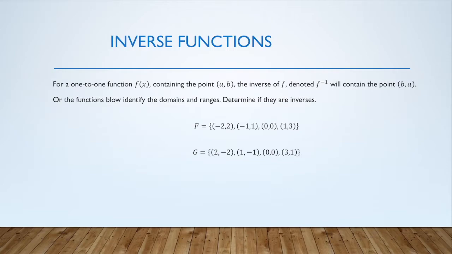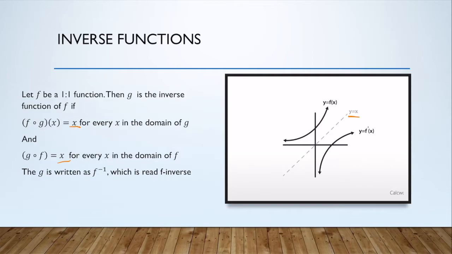So let's look at these two functions defined as relations. We're going to identify their domains and ranges and determine if they are in fact inverses. Remember, for something to be inverse, their x and y values are swapped. So for example, if I had the point when x was 1, y was 3, then over here I'd have the point when x was 3, y was 1. Our domains and ranges are swapped.